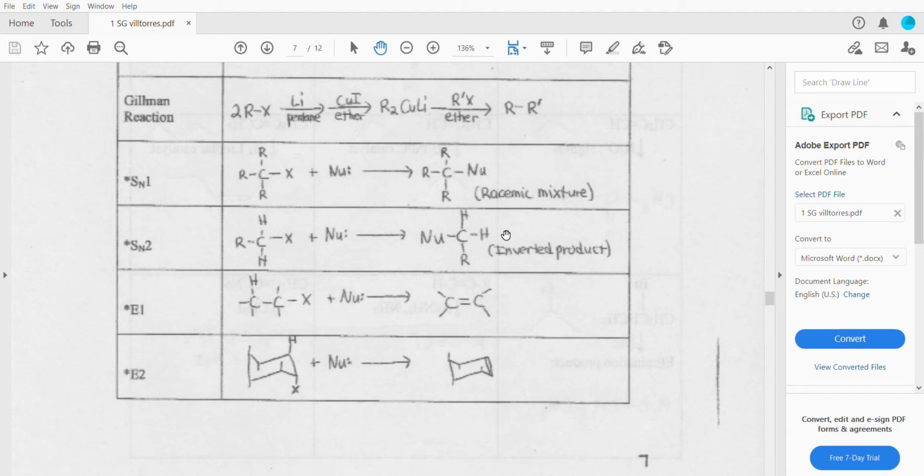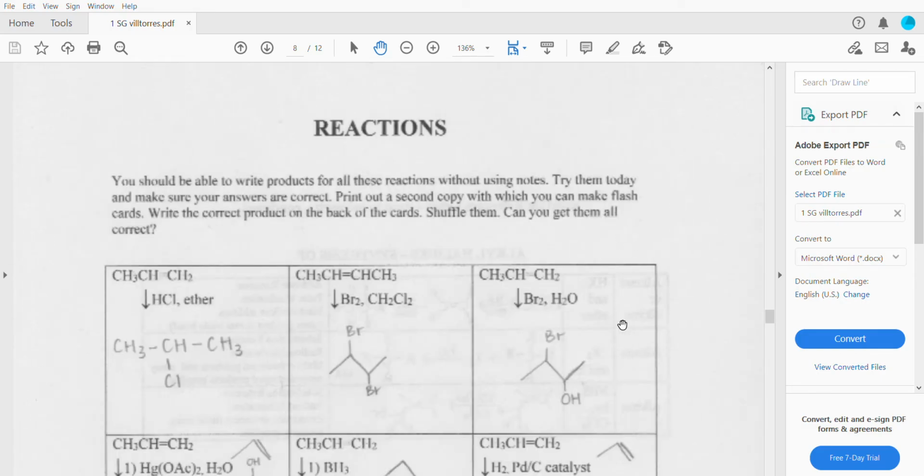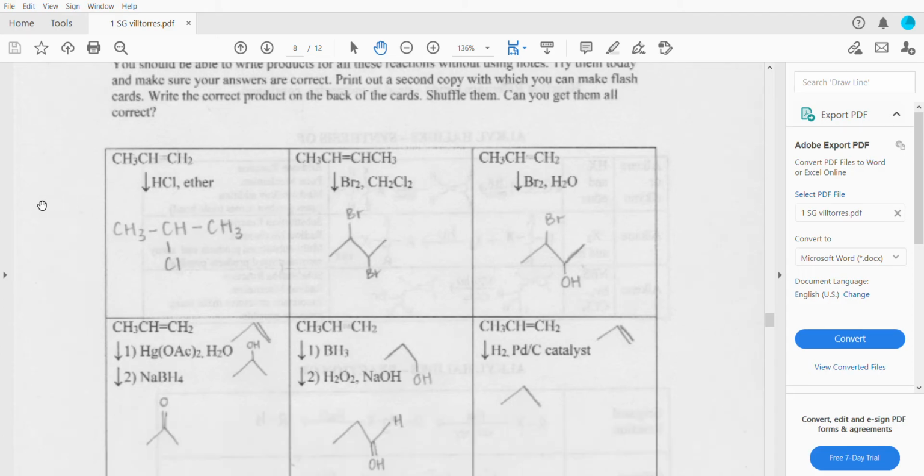This produces a racemic mixture. This produces an inverted product. Elimination 1 and elimination 2. So you can see those typical reaction mechanisms, and you can apply them. Now once you have made those flashcards and memorized them, you apply them here.